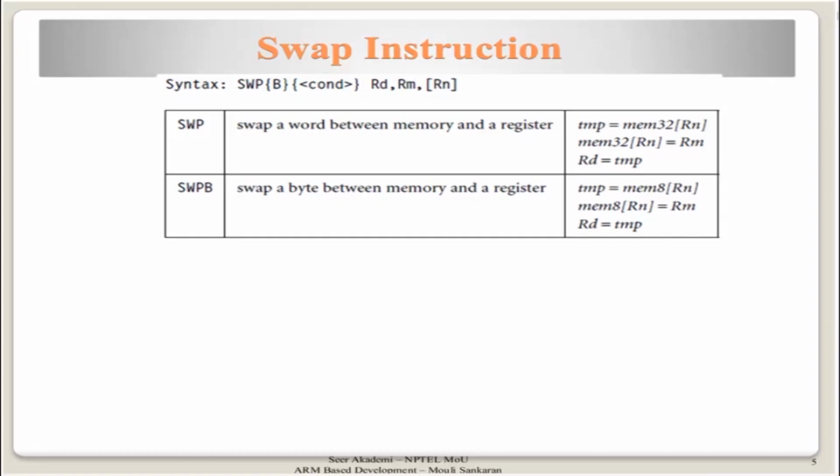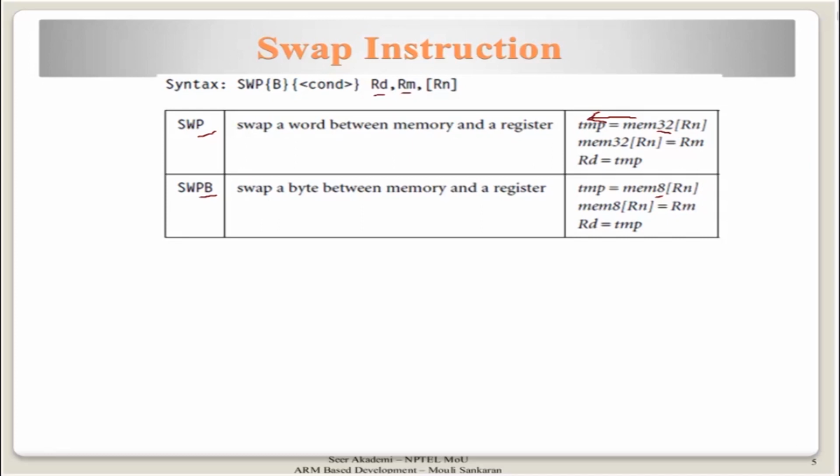Whatever is pointed to by RN is a 32-bit memory operation. If it is a swap byte, it's a memory 8. That address, whatever is the content, is swapped to a temporary location because it cannot overwrite the destination register directly, because I might have both RD and RM mentioned as the same register.